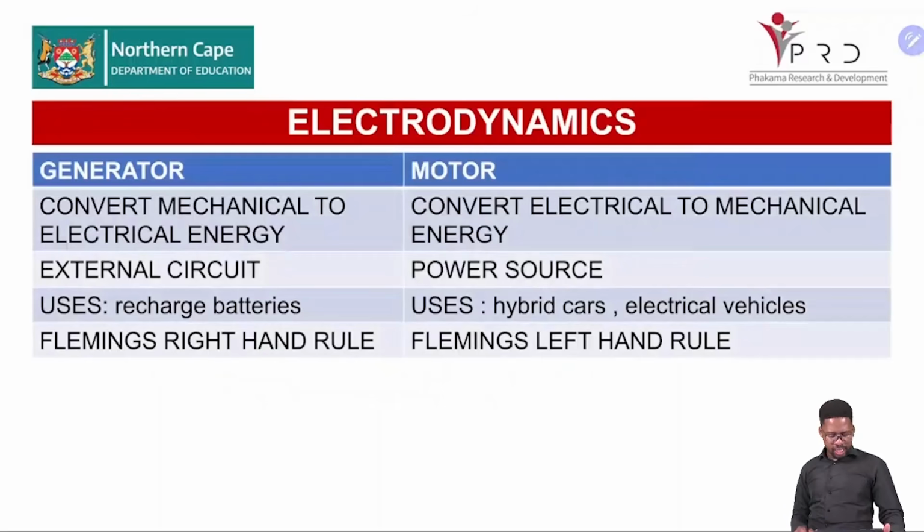Then the uses of a generator: to charge batteries. Motors, we find them in the latest editions of cars that we have in this world, what we call hybrid vehicles, where you go and charge your car. So in the future, matters of petrol will be very limited, because we'll have to go and recharge your car for your car to function. So that is a motor effect, because we convert electrical energy to mechanical energy to move the car.